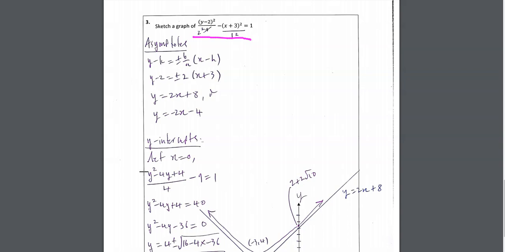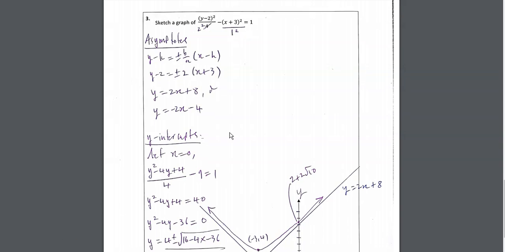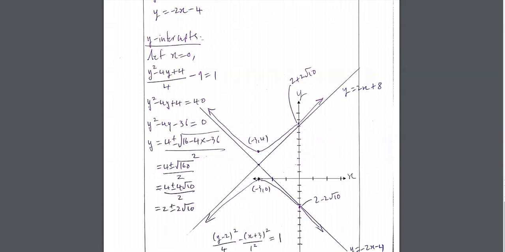All right, so the first thing we notice is that our equation has the y squared term first, which means our orientation for our graph, not for our asymptotes, will be up and down as opposed to left and right, okay?